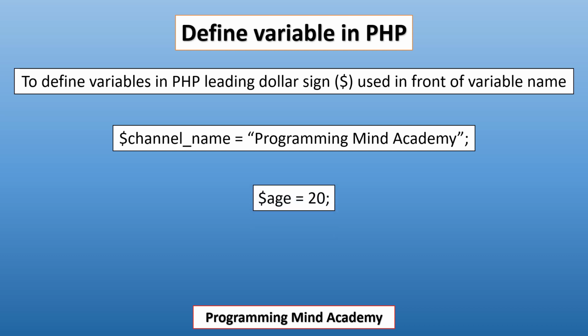This is the second variable we have declared here, and we are storing the age, which is 20, and we are storing a boolean variable here, and it's true. So this is how we can store information into variables by using a leading dollar sign.